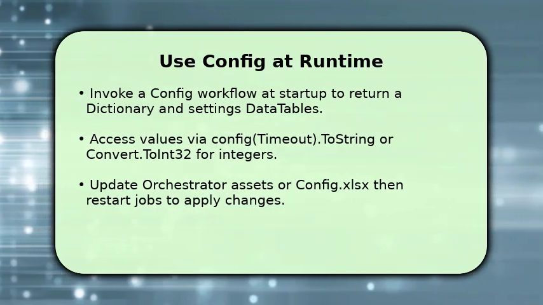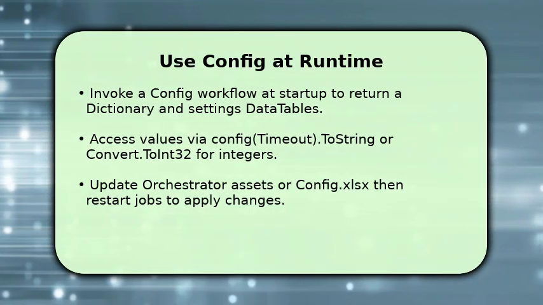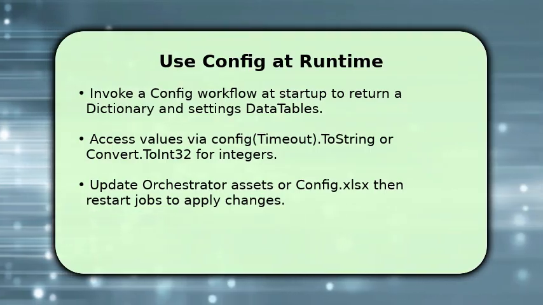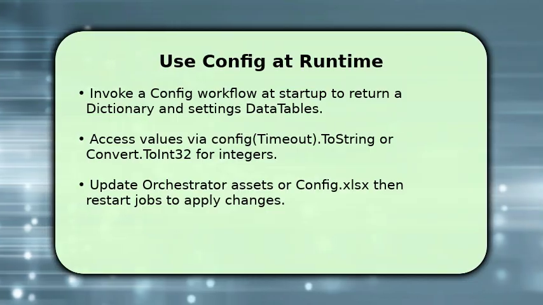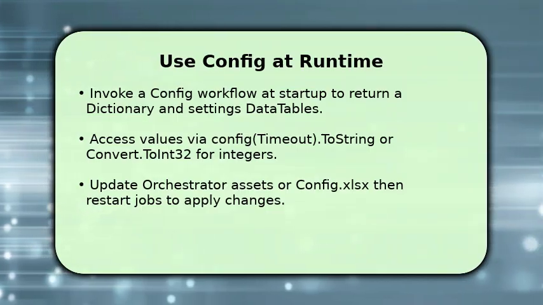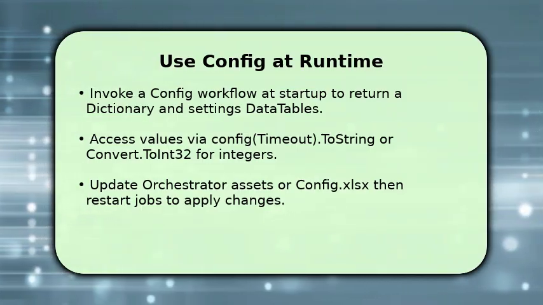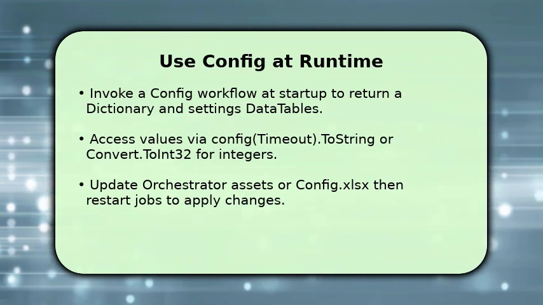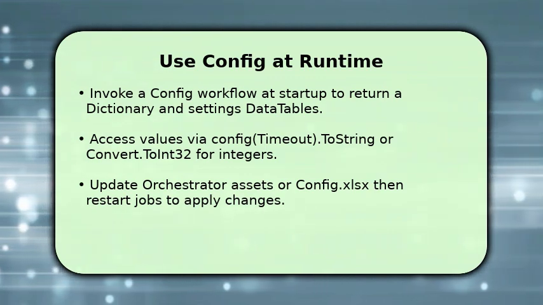Use config lookups for selectors, URLs, credentials keys, and retry counts to centralize control. When changing stored values, update config.xlsx or the Orchestrator asset and restart running jobs to apply the new configuration.